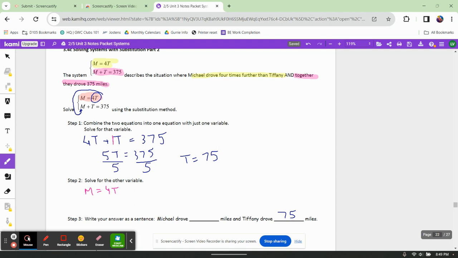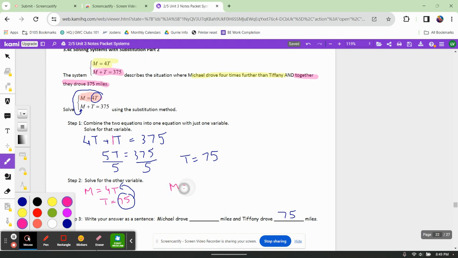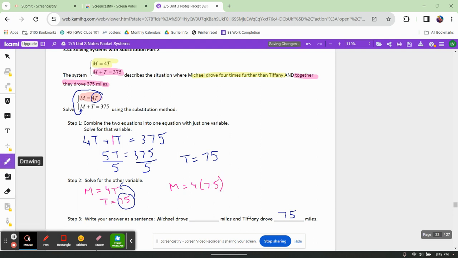So m equals 4t. We know that t equals 75. So I'm going to take that 75 and I'm going to replace it in for the t in that equation. So m equals 4 times 75. 4 times 75 gives you 300. So m equals 300. So filling in the rest of step 3, write your answer as a sentence. Michael drove 300 miles and Tiffany drove 75 miles.